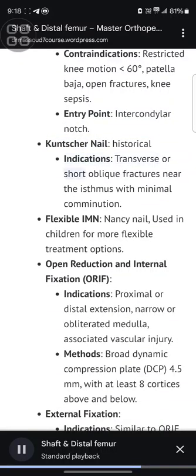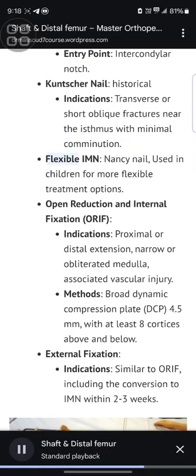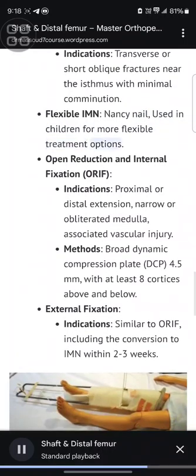Puncture nail, historical. Indications: transverse or short oblique fractures near the isthmus with minimal comminution. Flexible IMN: Nancy nail, used in children for more flexible treatment options.